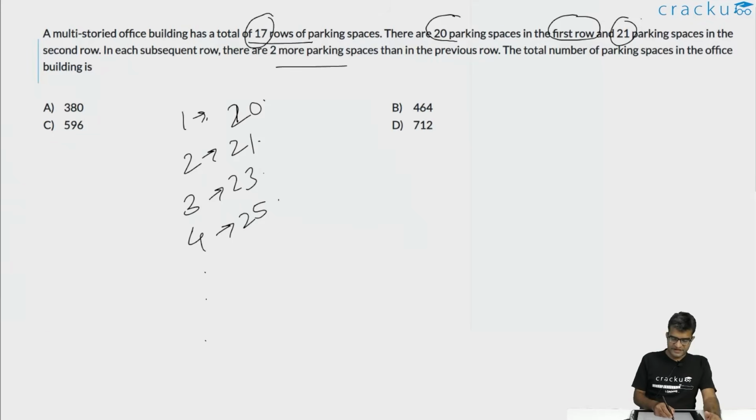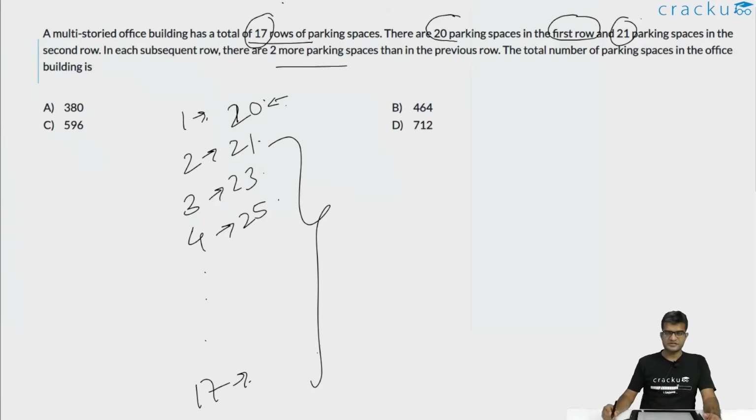There are a total of 17. The first one is 20. So the 17th one will also have some in this particular arithmetic progression. Here we have to notice that 20 is not part of the arithmetic progression. But from 21, 23, 25 and so on, this is an arithmetic progression. And this will be the 16th term in the arithmetic progression. Because the first one is not part of the arithmetic progression. So what is the sum of all of these 16 terms?